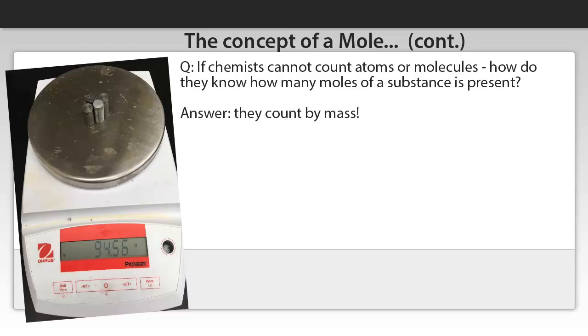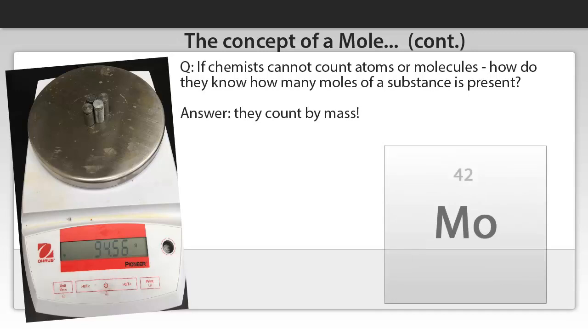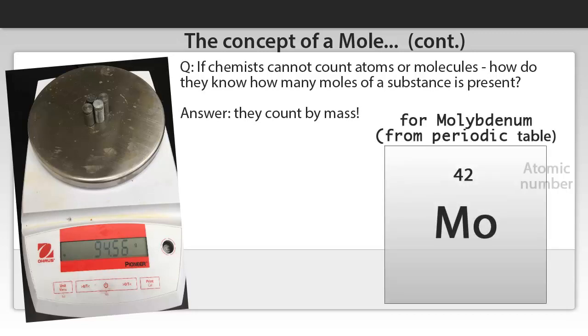Let's take the case of the element Mo. This is molybdenum, element number 42 on the periodic table, meaning that all atoms of molybdenum have 42 protons in their nucleus. If we look at the box for the periodic table for molybdenum, we also notice that there's this number, 95.96, in the bottom. This is the atomic weight. This corresponds to the number of grams in 1 mole of molybdenum. If we go into the lab and measure out exactly 95.96 grams of molybdenum, we would have 1 mole of that element.